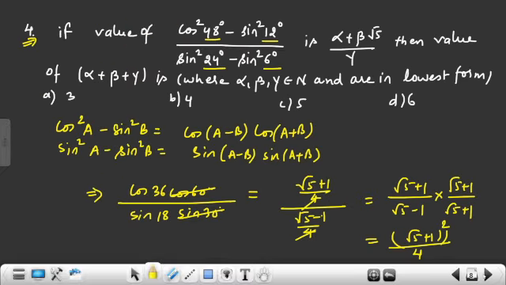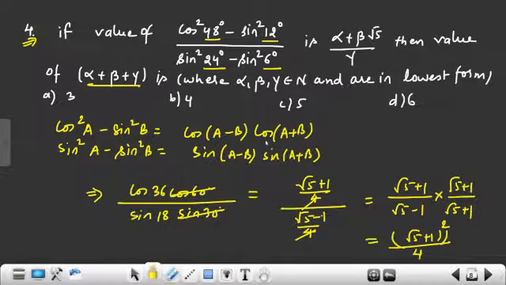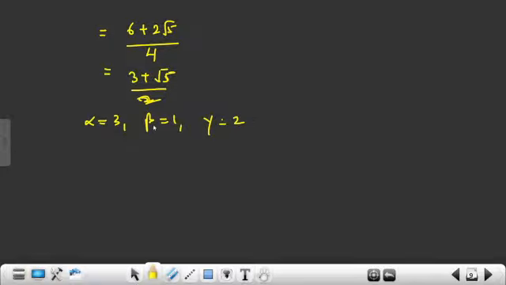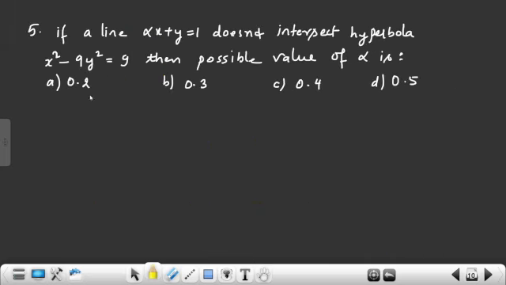Now if I compare with alpha, I am getting 3, beta I am getting 1 and gamma I am getting 2. What we have to find? We have to find alpha plus beta plus gamma. So if you add them, 3 plus 1, 4 plus 2, 6. So we are getting the answer as 6. Option D. Correct answer, right? Now let's come to the next one.